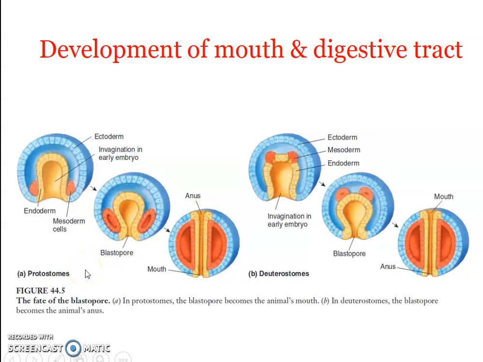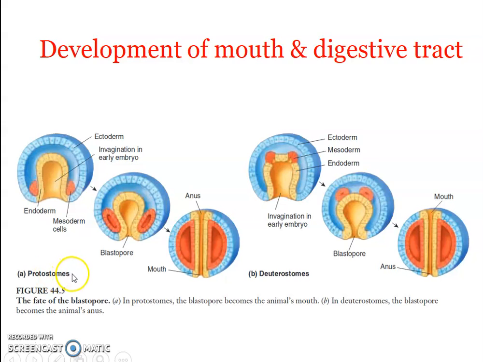Thus protostomes are the animals in which the mouth is formed first from the blastopore and the anus is formed later from a second opening, away from the mouth. Clear? Now, how has the name come? Proto means first formed, like protozoa, isn't it? Stoma means mouth. So it is the first mouth, we can say. The mouth is formed first.